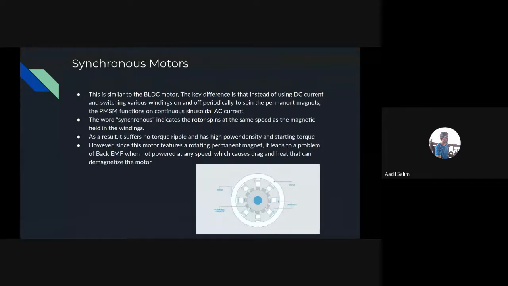An EMF that essentially opposes the supply voltage that is applied to the stator, and that could lead to problems such as formation of drag and heat that further ruins the magnetic properties of the rotor. That's not a good thing because the rotor is a permanent magnet. It's quite expensive. It even has some rare earth elements embedded in it. So for it to undergo wear and tear, its replacement will not be easy at all. That's why we must try and tackle the problem of back EMF in a synchronous motor.